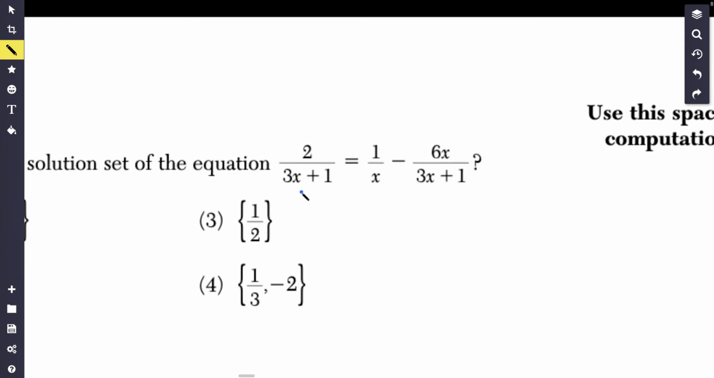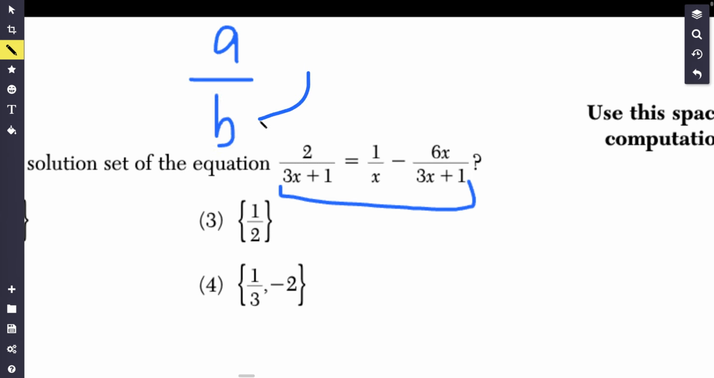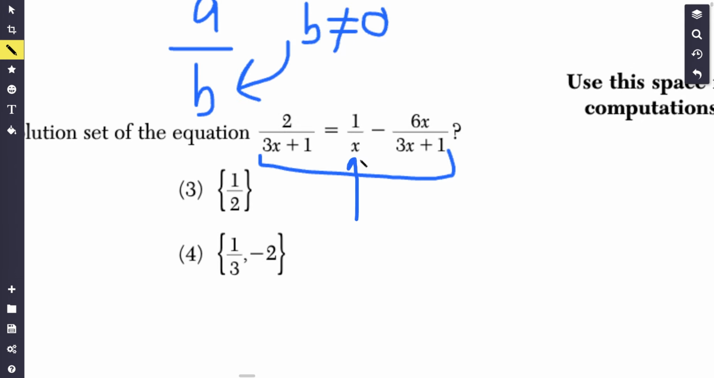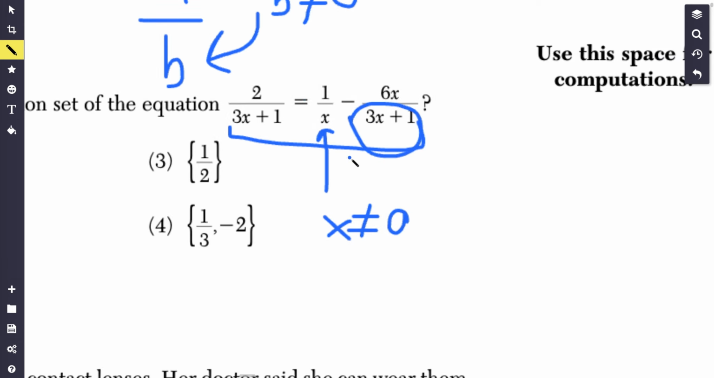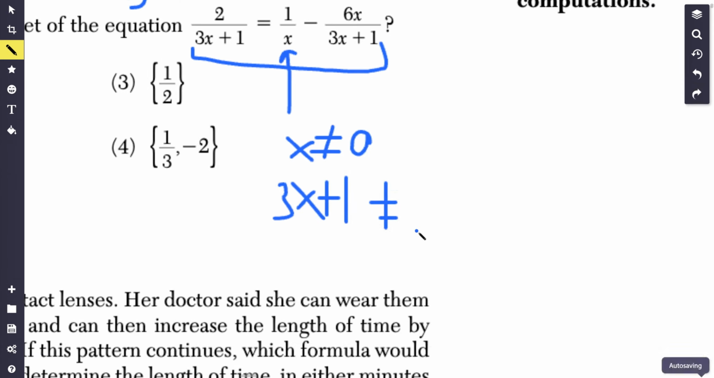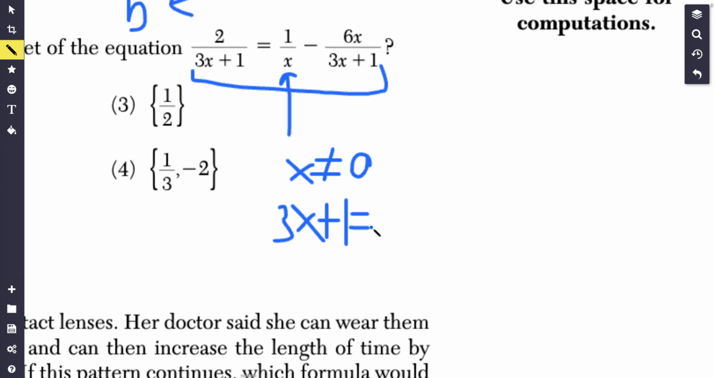Well, the thing to know is that, first of all, I have an x in the denominator. Whenever you have a number divided by another number, the denominator can't be equal to 0. So in this case, I have a denominator here with x, which means that x cannot be equal to 0. I have a denominator here, 3x plus 1. This is our denominator, and we can't let this be equal to 0. So imagine if we're trying to solve for x.